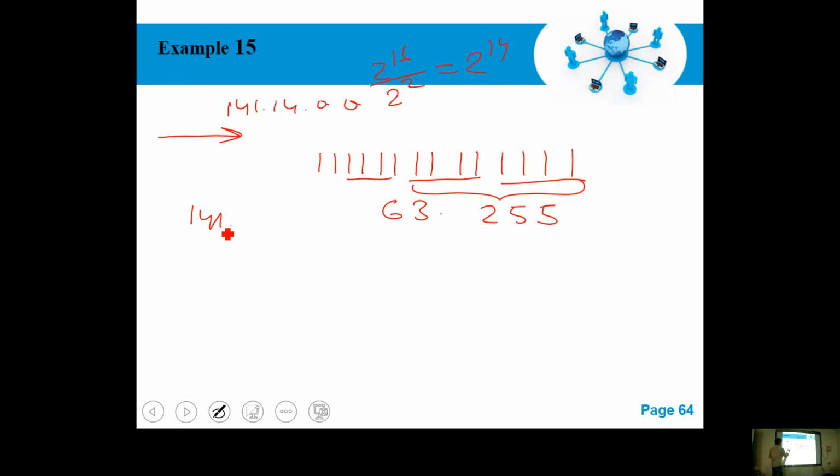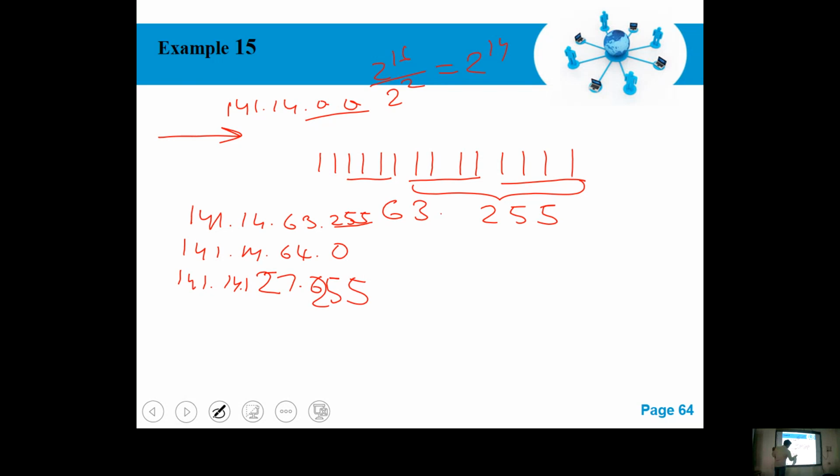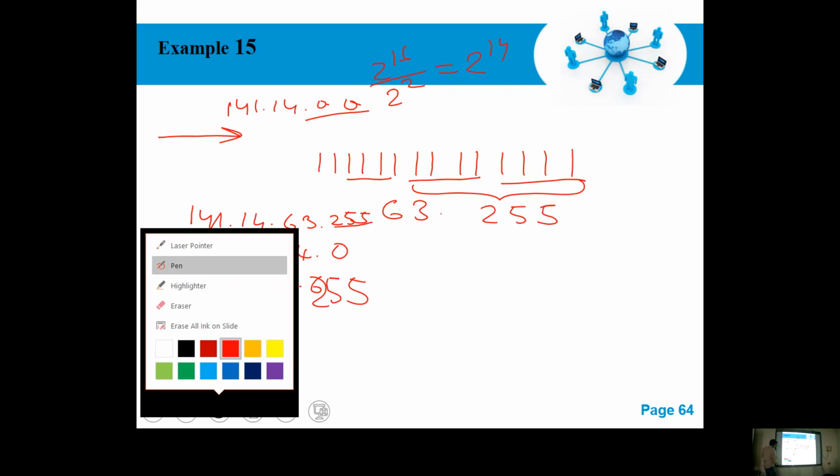I need to add 63.255 to this particular starting address. So I am going to have 141.14.63.255. This is the starting, this is the ending of the first group. Second group, 141.14.64.0. And for this again I need to add 63.255. If I add that, it will be 141.14.127.255. And again the next one will be 141.14.128.0, like that it will go on. Okay, is it clear?